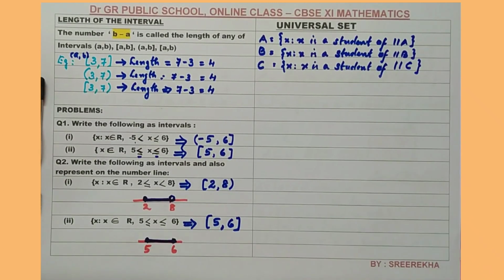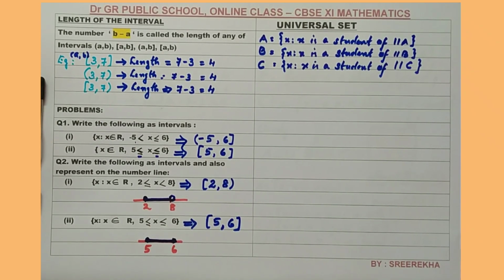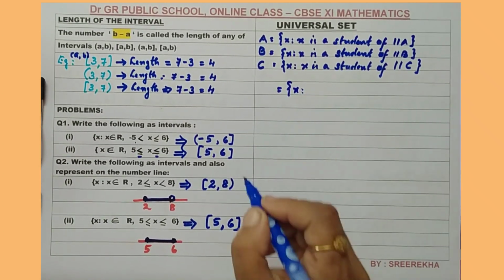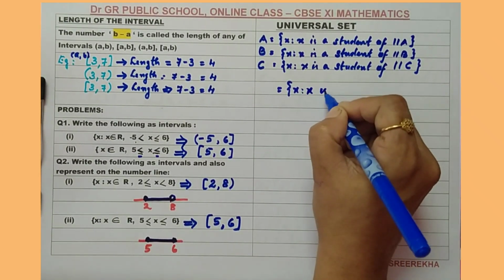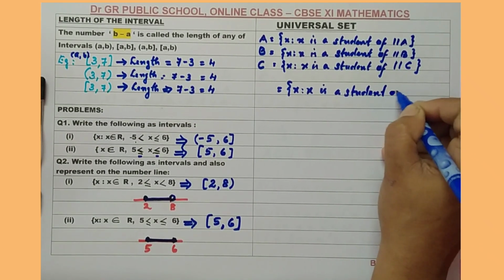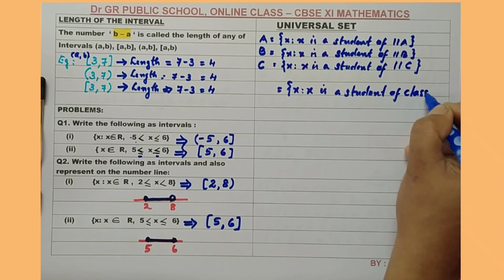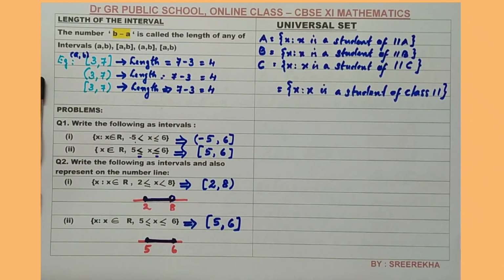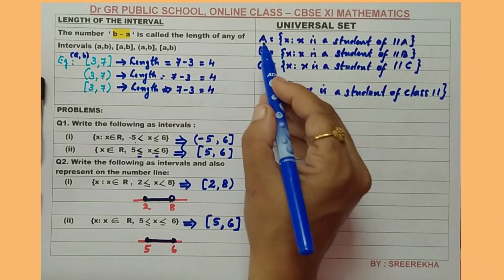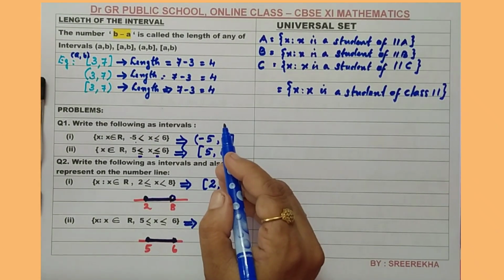Here are 3 sets I consider. I am going to consider another set which is suitable to contain all the above sets A, B and C. That I am going to consider here as the set of all x such that x is a student of class 11. Definitely, this set can enclose the sets A, B and C.